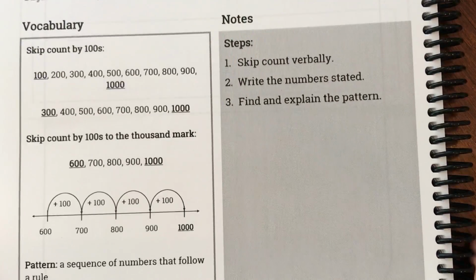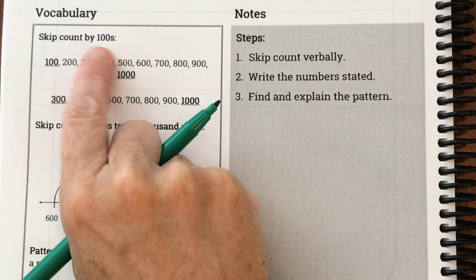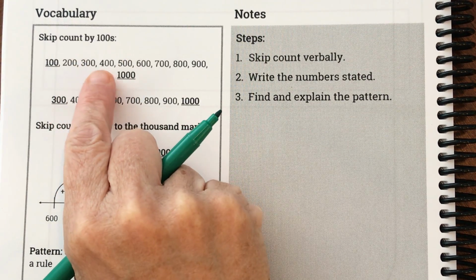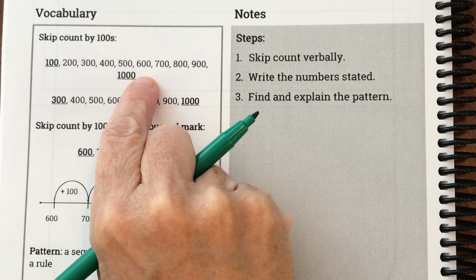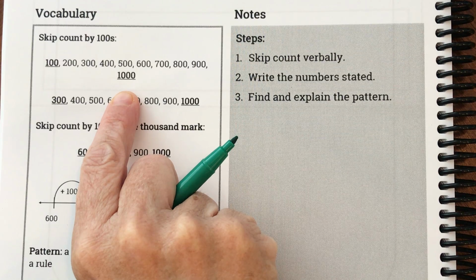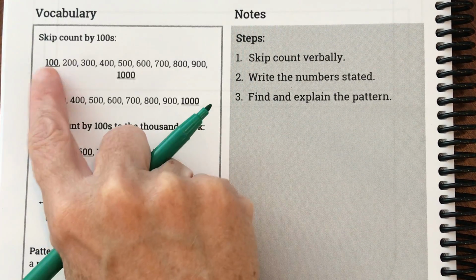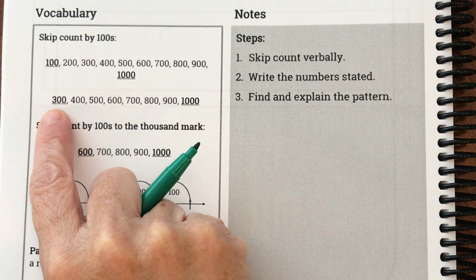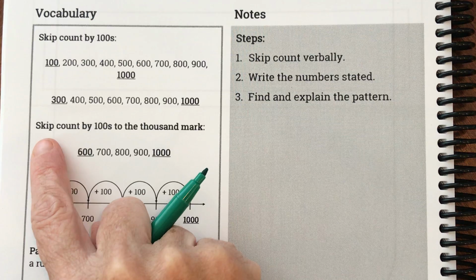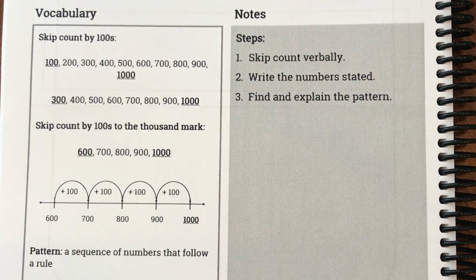Okay, so let's look at our vocabulary and our steps. So this gives us what skip counting by 100s looks like. 100, 200, 300, 400, 500, 600, 700, 800, 900, 1,000. And then here they showed us what happens if we don't start all the way at 100. We could start at 300. Here they showed us again what skip counting looks like, and they started at 600.